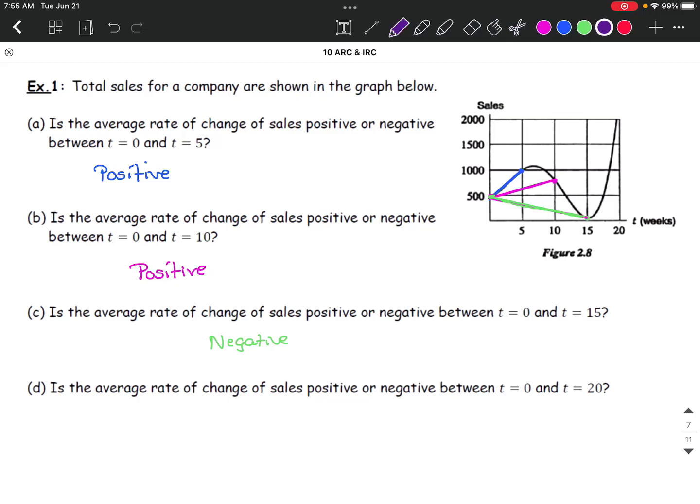Let's try this one. Is the average rate of change of sales positive or negative between t equals 0 and t equals 20? You can probably look at this and give me that answer this time without having to draw the secant, but I'm going to draw it, and we can see that it's going up, so again, we have a positive slope. Okay, now we're going to change the question a little bit.